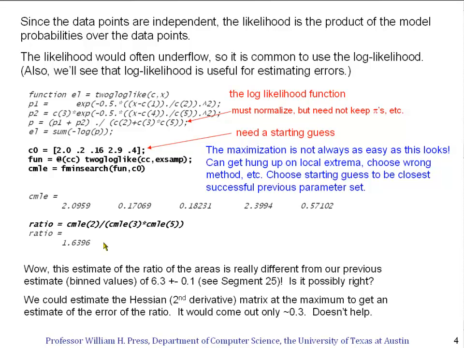Now I want to remind you that it's not exactly the same data. This used all the data. This used only a random sample of 600 data points. So we might expect to get a much poorer estimate. But if we went back up here and did our error estimation thing, for example using the Hessian second derivative matrix, that wouldn't help. It would come out, it turns out, with an error of only about 0.3 on this number. So that's not what the problem is.